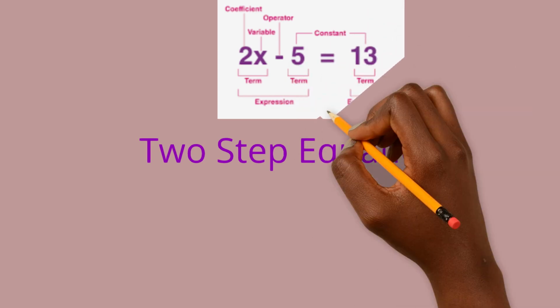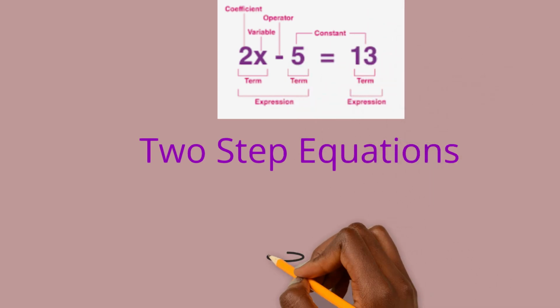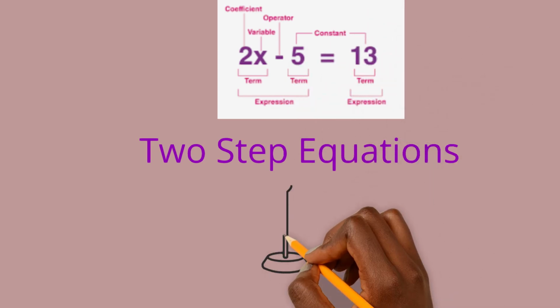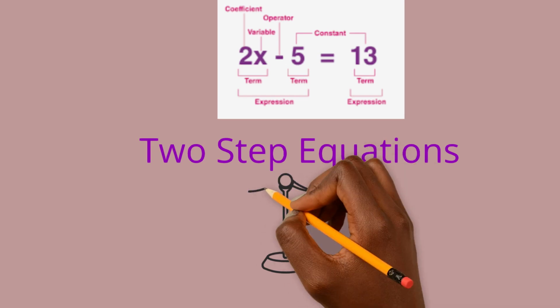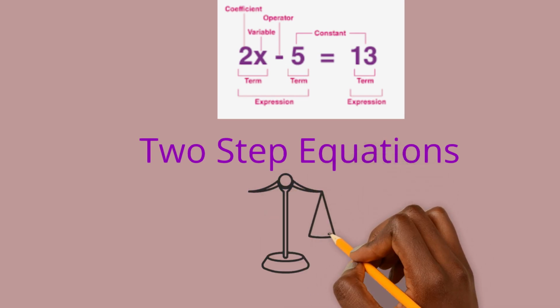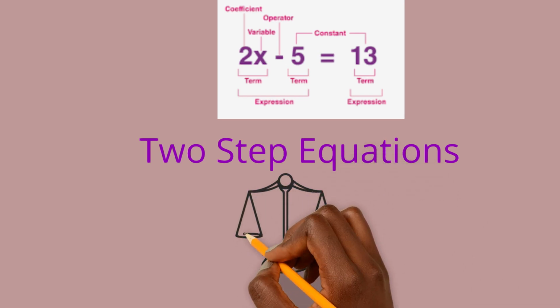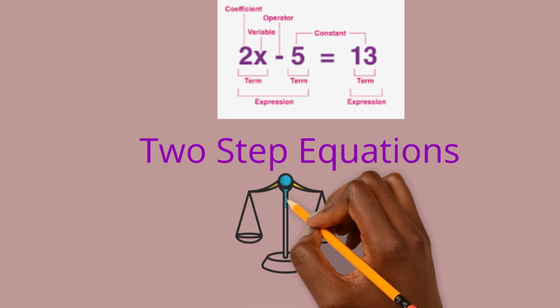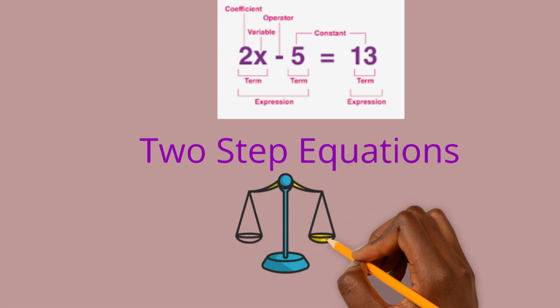An equation has two sides which are separated by the equal symbol. An equation is like a balanced scale because the two sides must stay the same. To keep it balanced, whatever we do on one side, we will do the same on the other side.